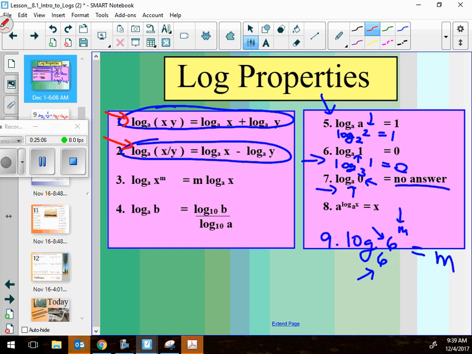All right. This one, let's analyze it. We have A, X, and M, and that means that X has a power on it. The argument has a power of M. And then they rearrange it. And the M goes down in front. M times log base A of X. I'm going to give you an example of that.